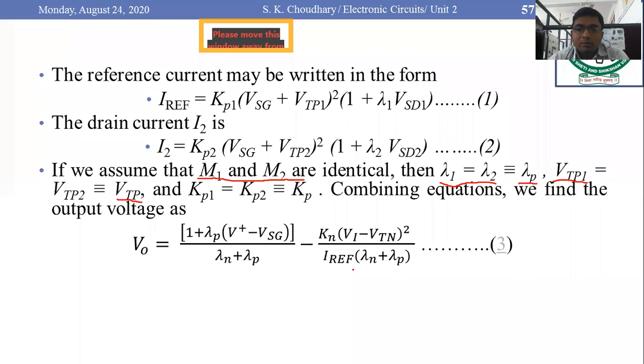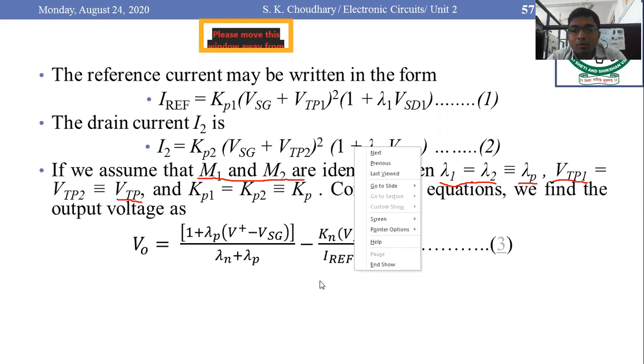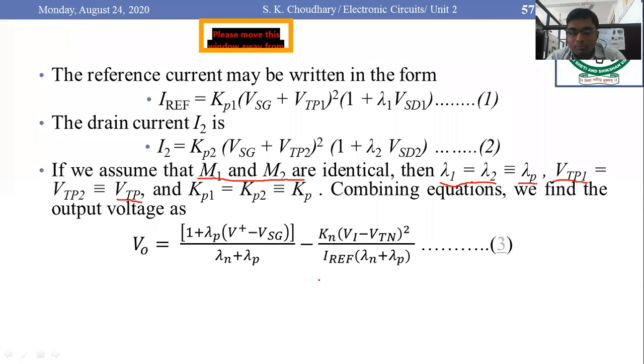Now, in someone's mind, the question would arise how this equation came. The derivation of the equation is beyond the scope of this syllabus, but I will give you the idea of how to derive this equation and come to the final equation, equation number 3. We have assumed that M1 and M2 are equal. If both are equal, the reference current would be mirrored to M2. So I2 would be equal to I reference.